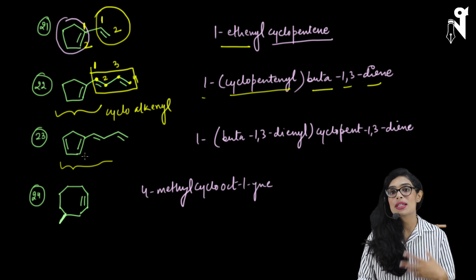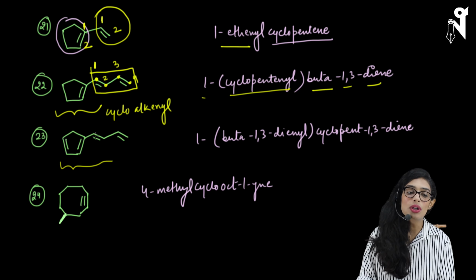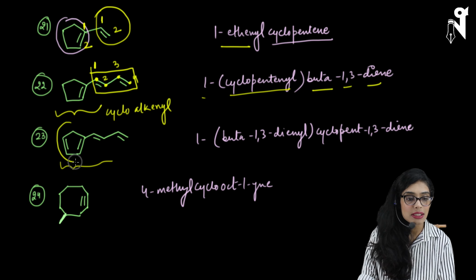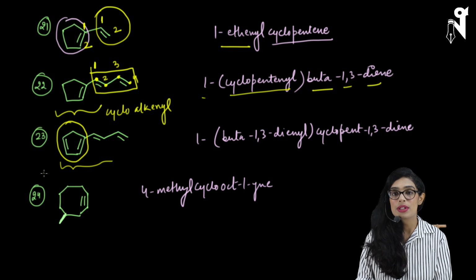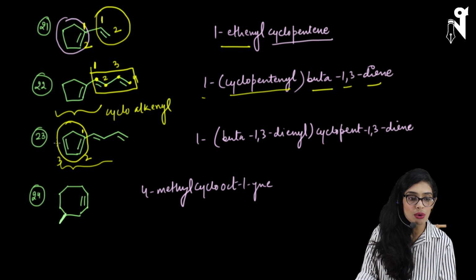So my cyclic chain is bigger in length and the side chain is smaller in length. The side chain has 4 carbons, whereas the cyclic chain has 5 carbons. Hence my cyclic chain will act as the parent chain or principal carbon chain. So I'll start numbering from here: 1, 2, 3 and 4.